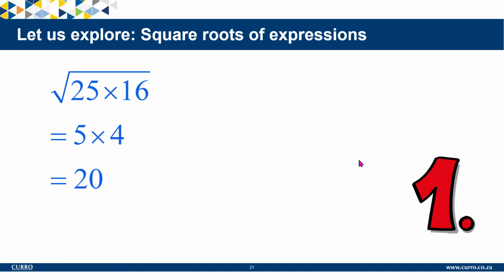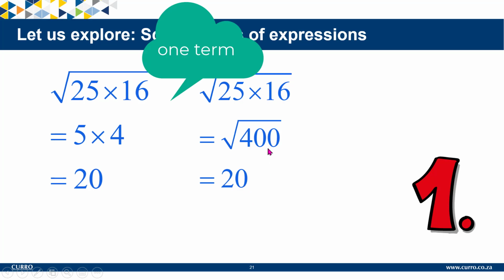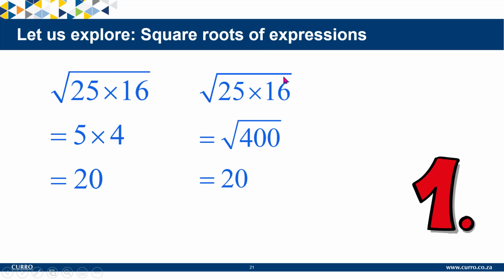Is this correct? Absolutely. Yes, it is one term because multiplication is within a term. So now we can simplify or square root each number separately. Because even if you multiply the two numbers and then square root it, you will get 20. Because what times what gives me 400? 20. And that is why 20 is the square root. So do you see that you can use both ways when it's multiplication?